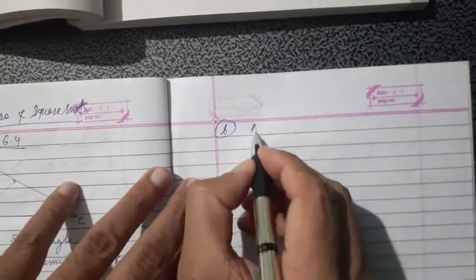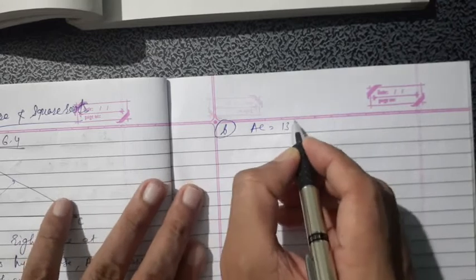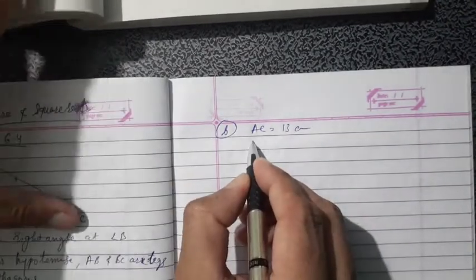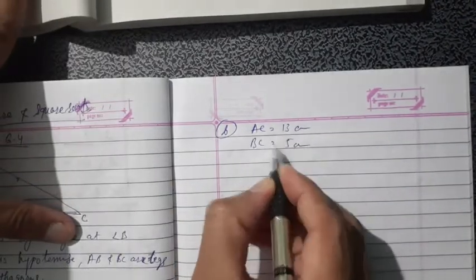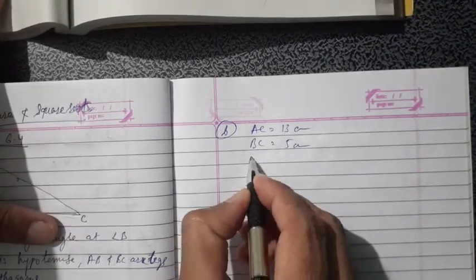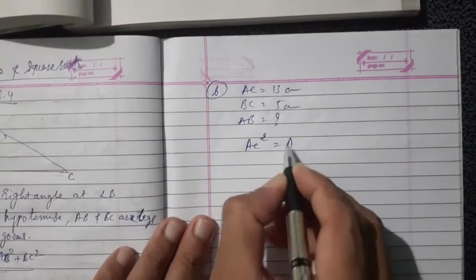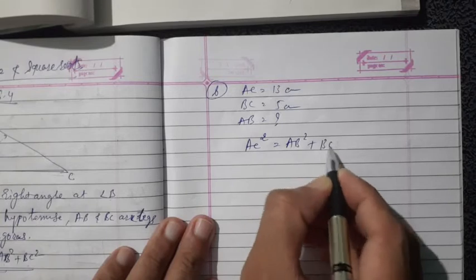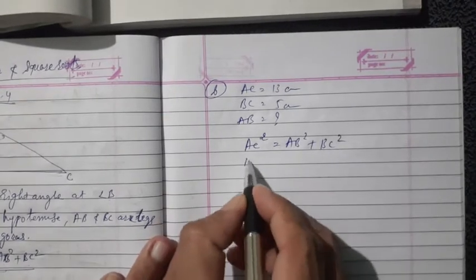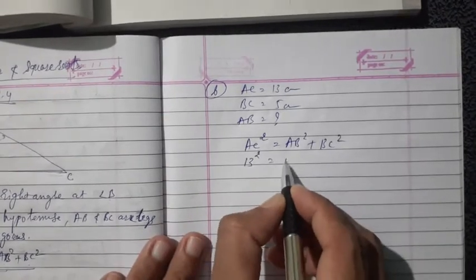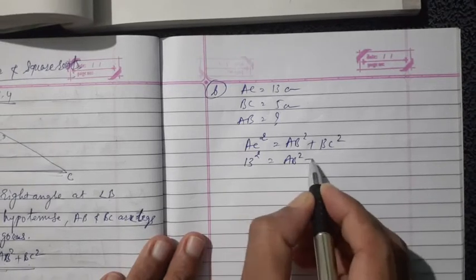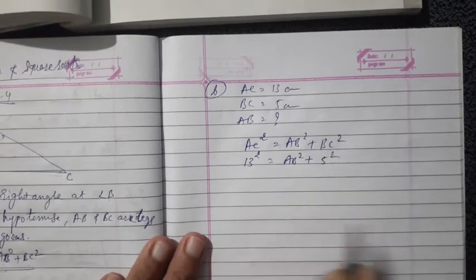Now part B, look here. In B, AC is given, that is 13 centimeters. Then BC is given, that is 5 centimeters. And we just find out AB, question mark. Same formula we use here: AC square equals AB square plus BC square. Put the values: 13 square equals AB square plus BC, given, 5 square.